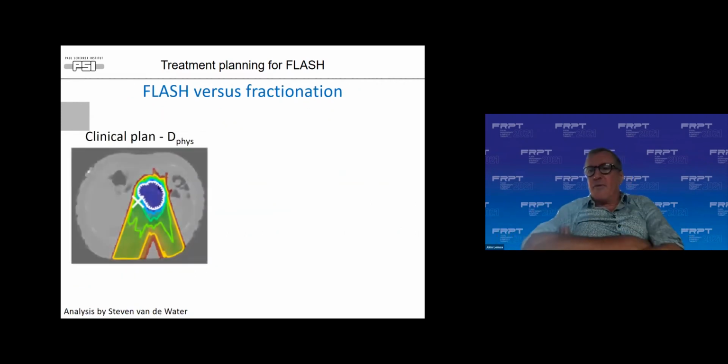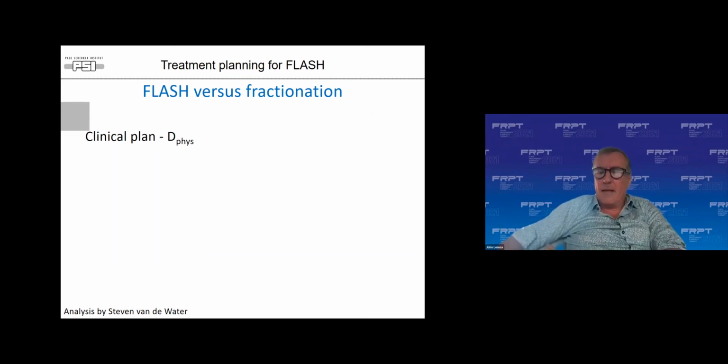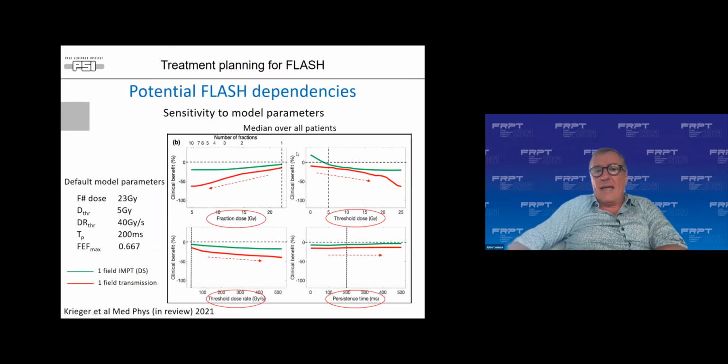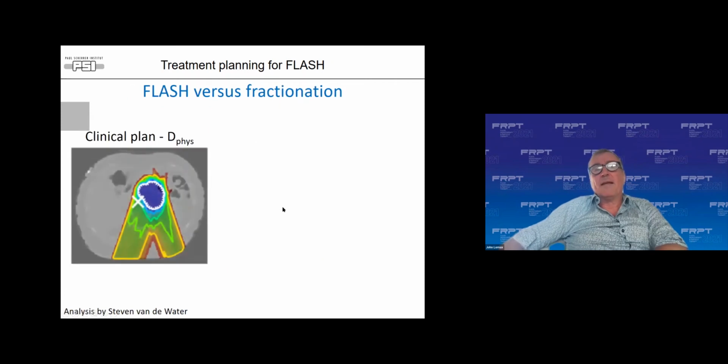So then we took a step further, and this is some very recent work done by Stephen, where we look at flash against fractionation. So if we look at this plot here, you can see that basically, if we're going to exploit the flash effect, we are going to have to use small fraction numbers and high fraction doses. So this means to use flash, we're going to maybe have to abandon fractionation. So how does the flash effect compare to fractionation?